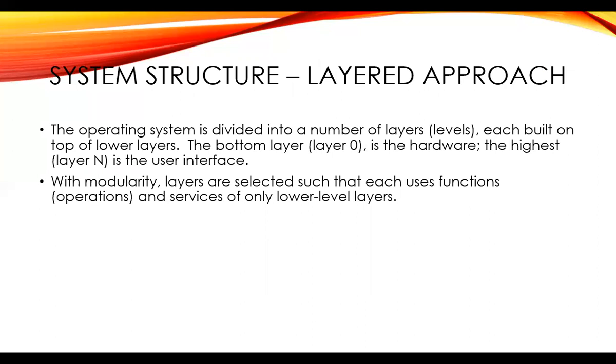We have seen the simple approach; now the layered approach. The operating system is divided into a number of layers, also known as levels, each built on top of the lower layers. The bottom layer is marked as layer 0, the hardware, and the highest layer is marked as layer N, the user interface, that is, the application programs. With modularity, the layers are selected such that each uses the functions and services of only lower-level layers.